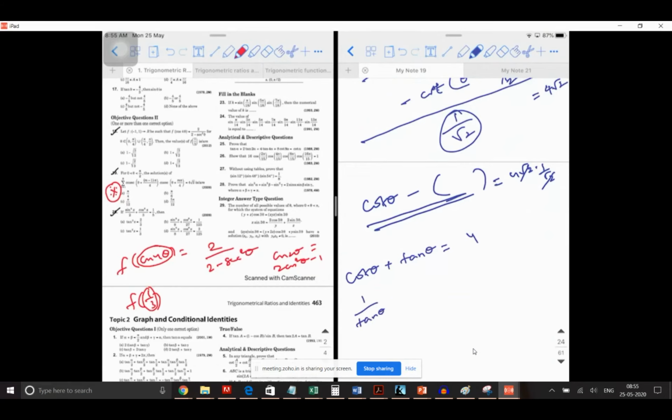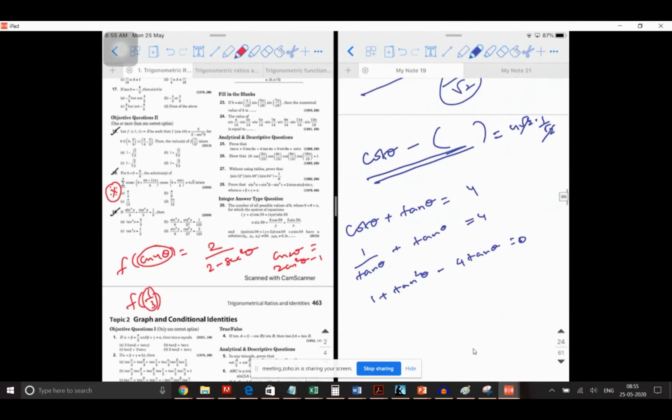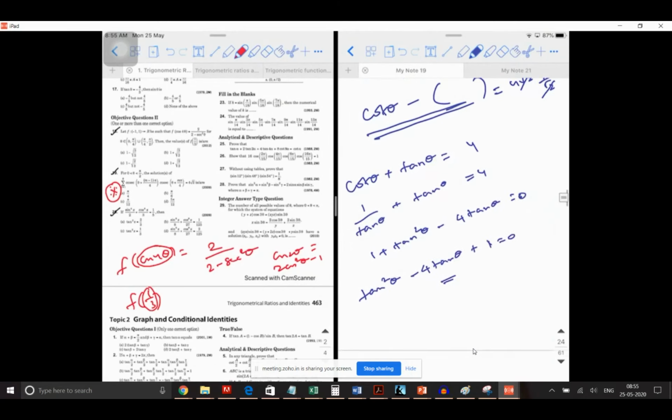Okay, cot theta, then you can write it as 1 by tan theta. This will be tan theta. This will be equal to 4. So 1 plus tan square theta minus 4 tan theta is equal to 0. So you will have tan square theta minus 4 tan theta plus 1 is equal to 0. So what are you getting? How to simplify this? You cannot directly simplify it.